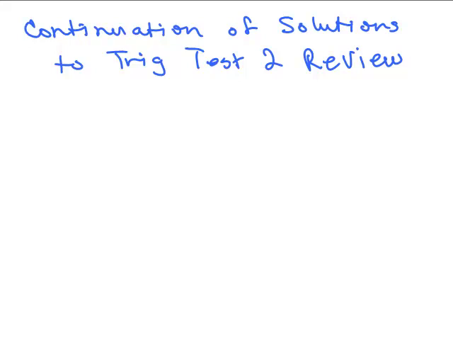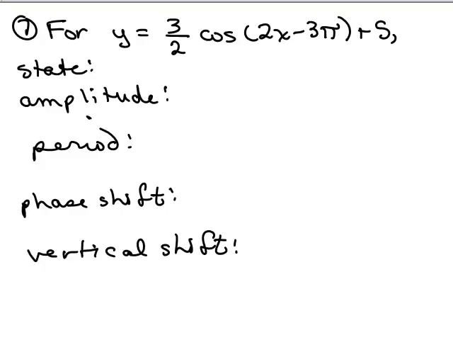This is a continuation of solutions to the Trig Test 2 review. For number 7, I didn't ask you to graph this, although you should be able to, but I did ask you to state the amplitude, the period, the phase shift, and the vertical shift.